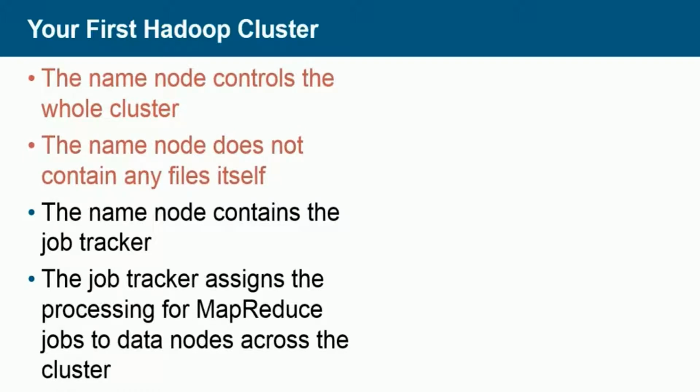Any client application coordinates communication to the cluster through the name node when locating, moving, copying, or deleting a file. The name node will respond by returning a list of data nodes where the data can be found. For processing MapReduce jobs, the name node contains the job tracker. The job tracker assigns the processing for MapReduce jobs to nodes across the cluster.